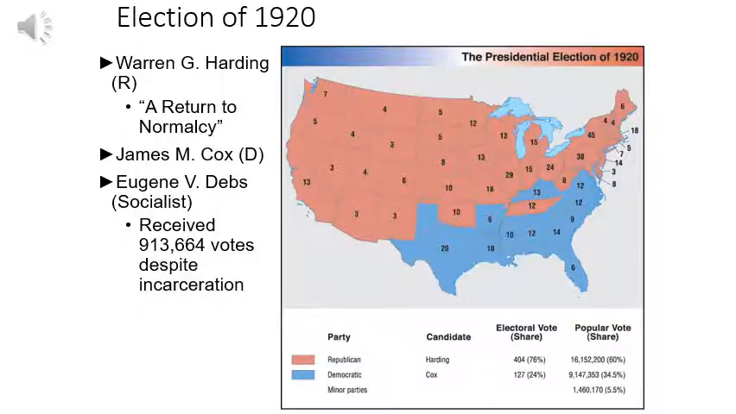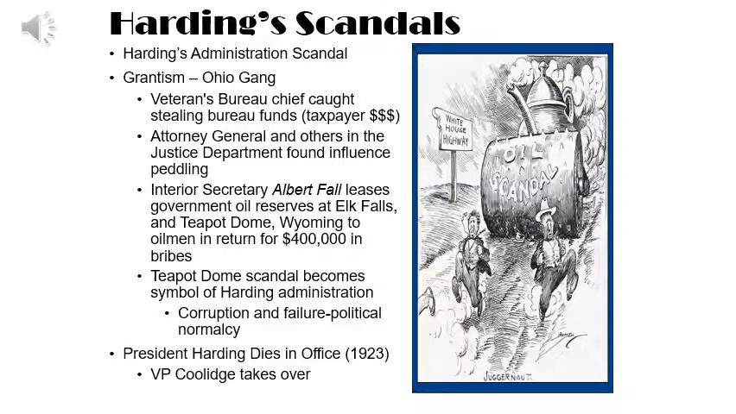The election of 1920 saw Harding defeat James Cox and Eugene Debs of the Socialist Party by a wide margin, where Harding claimed 76% of the vote. President Harding's administration had many scandals to deal with.